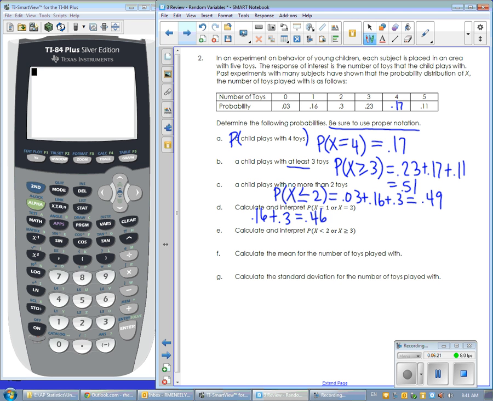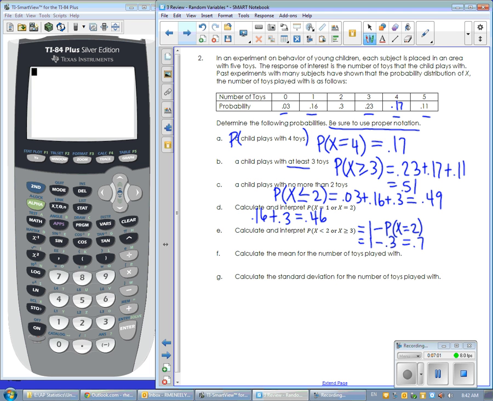In letter E, and I think on your paper I might have misnumbered it, we're looking at the probability that x is less than 2 or greater than or equal to 3. The only outcome that's not included is the probability that x equals 2. So this you could also just find as 1 minus the probability that x equals 2. Might be easier to look at it that way. So 1 minus 0.3 is 0.7. The other alternative would simply be to add 0, 1, 3, 4, and 5. And if you add them all together, you get 70%. And basically what that means is a child doesn't play with 2 toys. Or you could look at it as the child plays with 0, 1, 3, 4, or 5 toys.